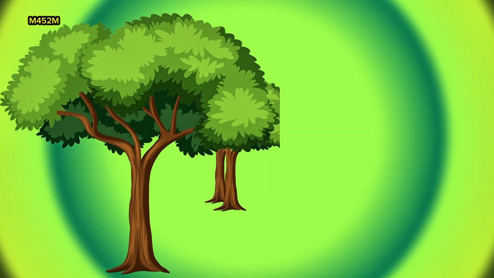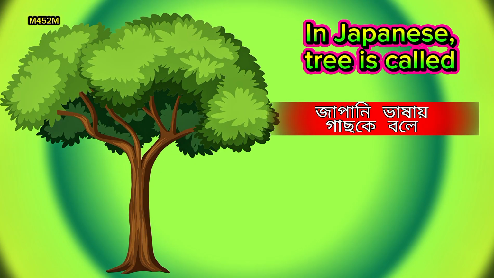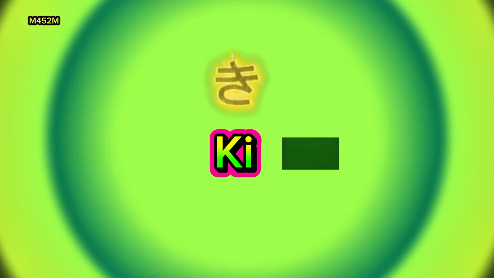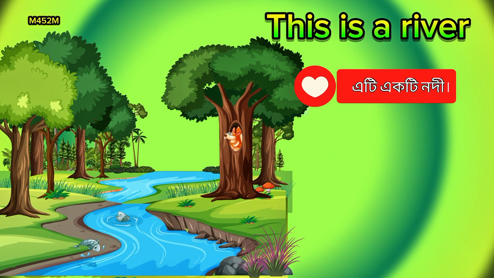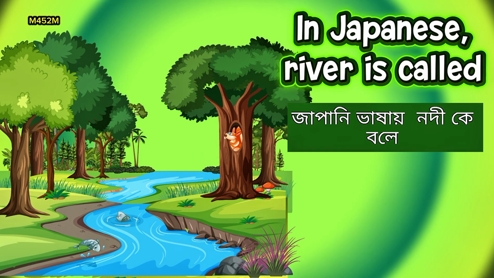Okay, let's start. This is a tree. In Japanese, tree is called ki. Ki. Okay, next. River. This is a river. In Japanese, river is called kawa.